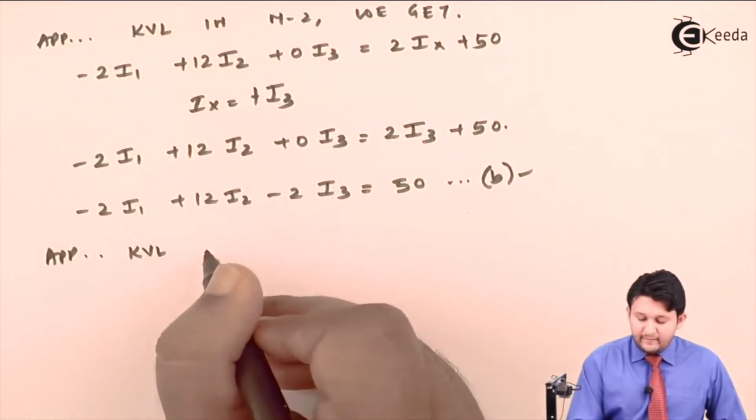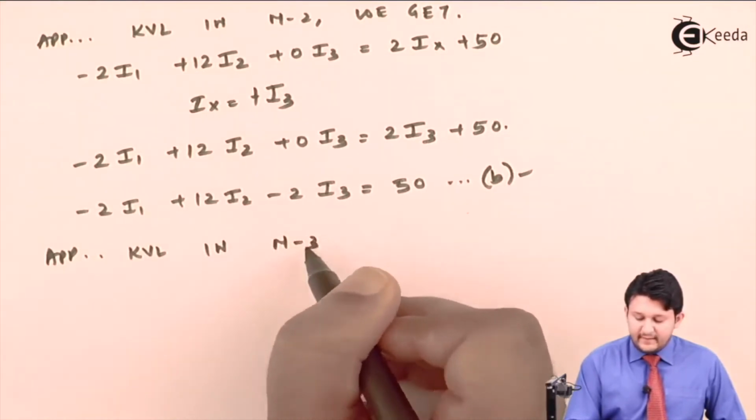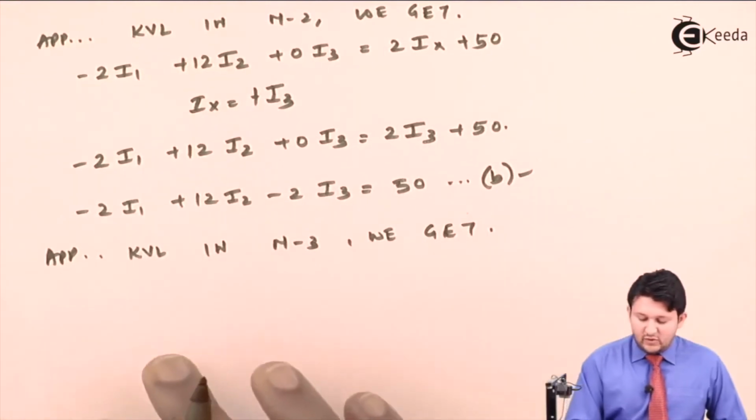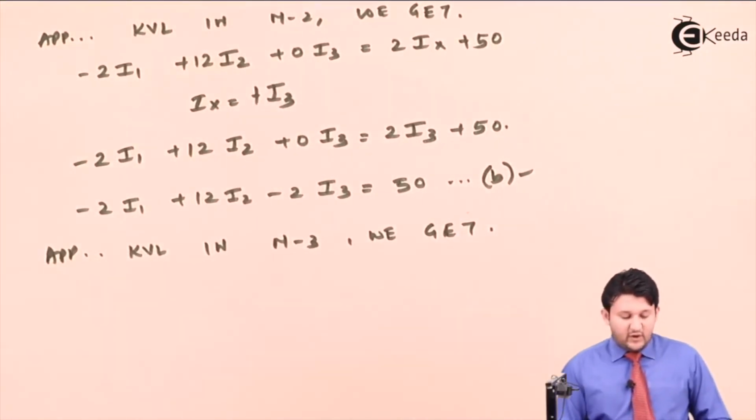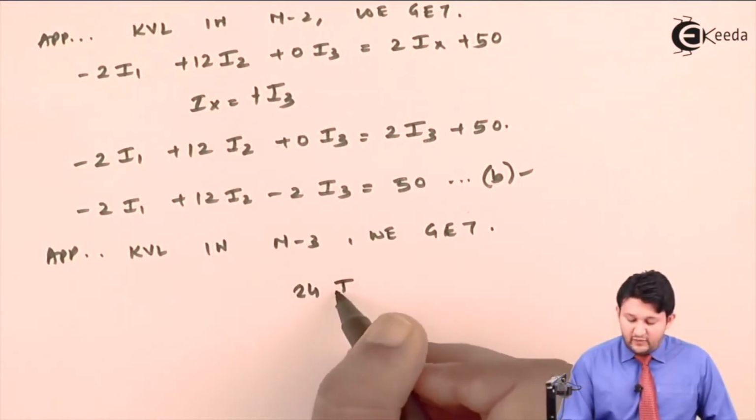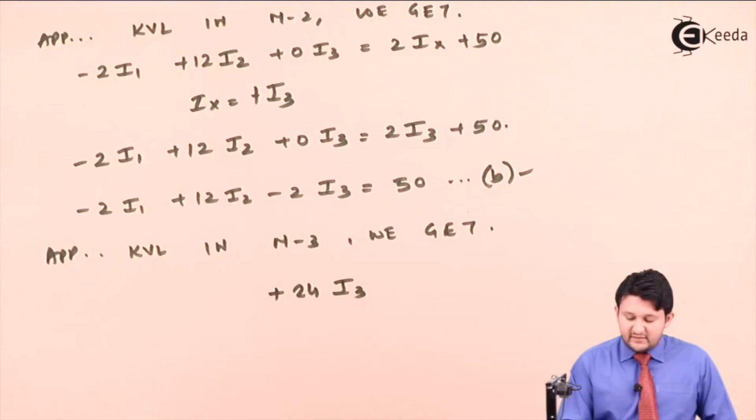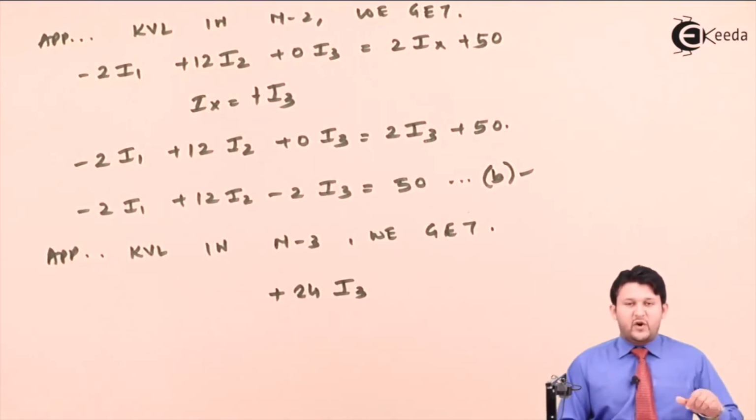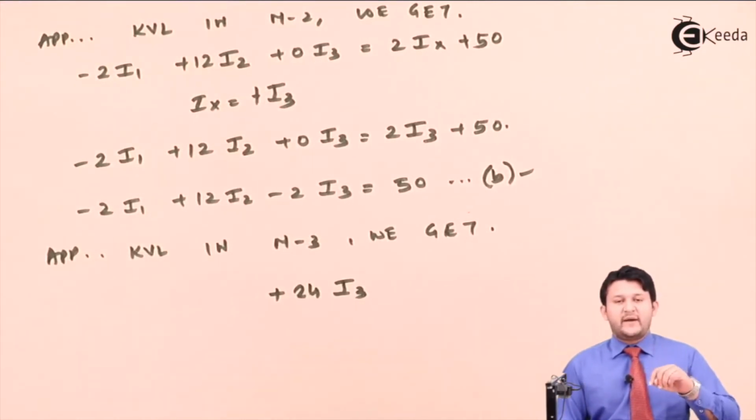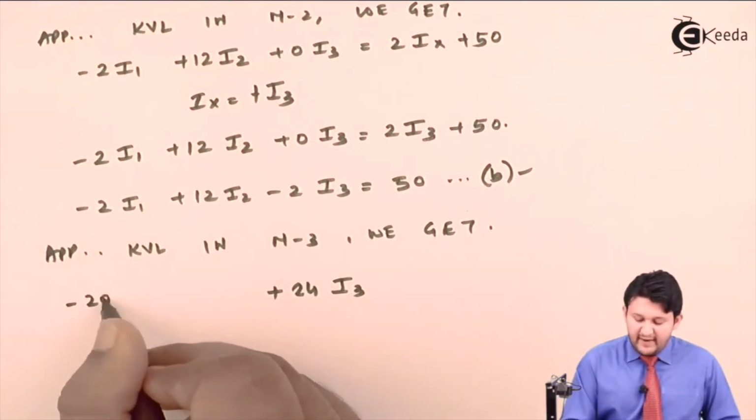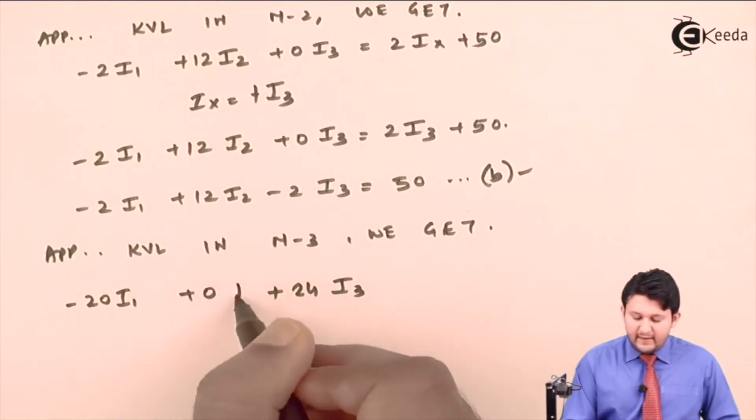Applying KVL in mesh 3, we get, and so on. In mesh 3, if you observe, there are two resistors. Add them, and you will be getting 24. Current flowing is I3. Mesh 3 current is positive. Apart from I3, any other current flowing will be negative. If you observe both the two resistors, apart from I3, there is one current flowing, that is nothing but I1, which is flowing across 20 ohms. So that will be minus 20 I1 plus 0.